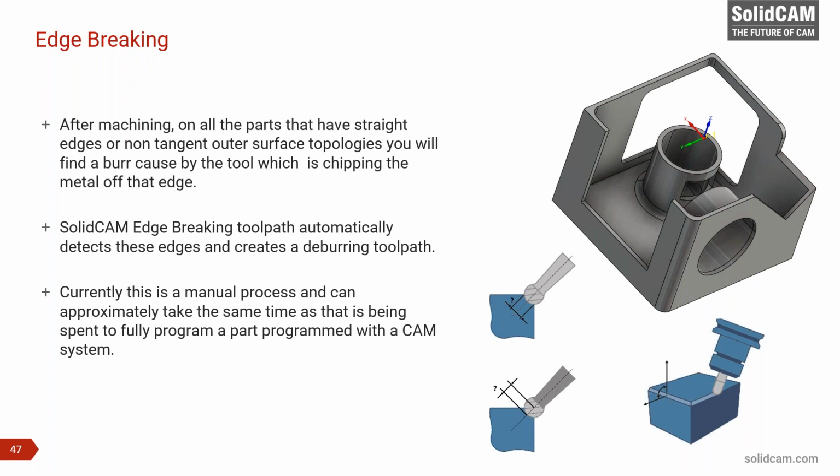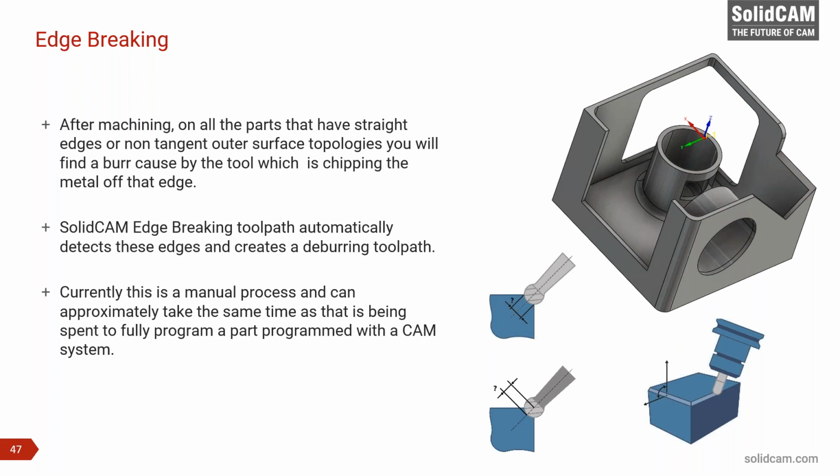Like I said, currently this is a manual process. Even programming is manual programming, and can approximately take the same time as that being spent to fully program the part in a CAM system. So most of the time this is just ignored. Only critical edges are taken and edge breaking is done on those. Everything else is left to manual edge breaking. Currently, we are supporting ball nose tools only for edge breaking because it's just to remove that fine edge. So naturally, you're going to get a very small radius, but that radius is actually invisible to the naked eye.